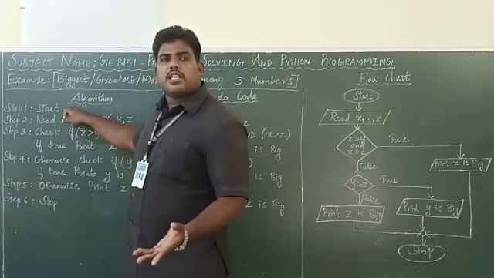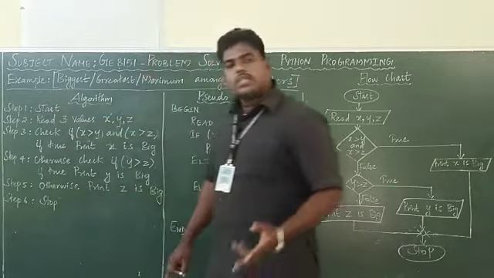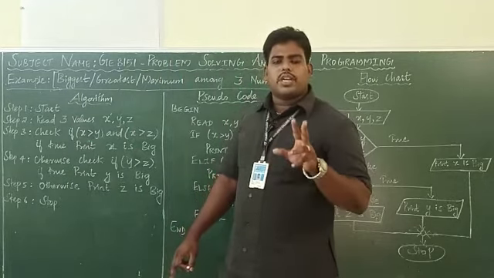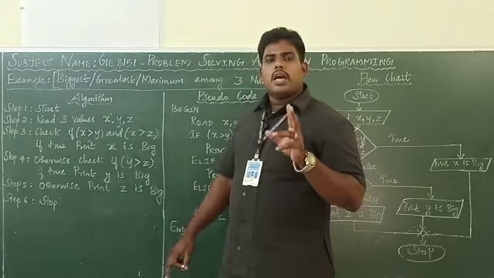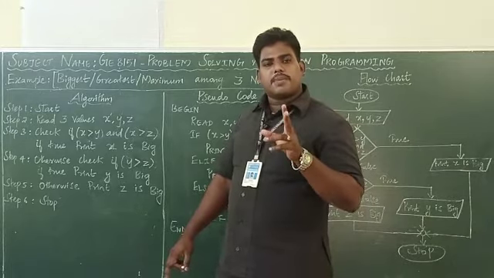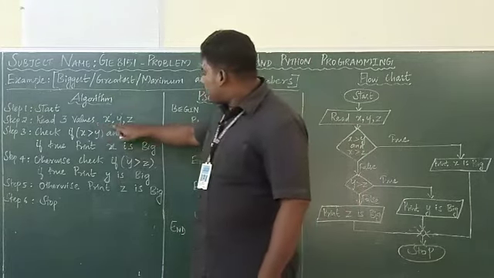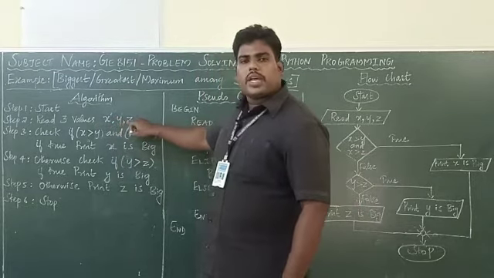Start is the starting position of the algorithm. Then how many inputs are required? We need three inputs that we want to read from the user. As we are checking the greatest among three numbers, we need three inputs. So I am using three variables here: x, y, z.